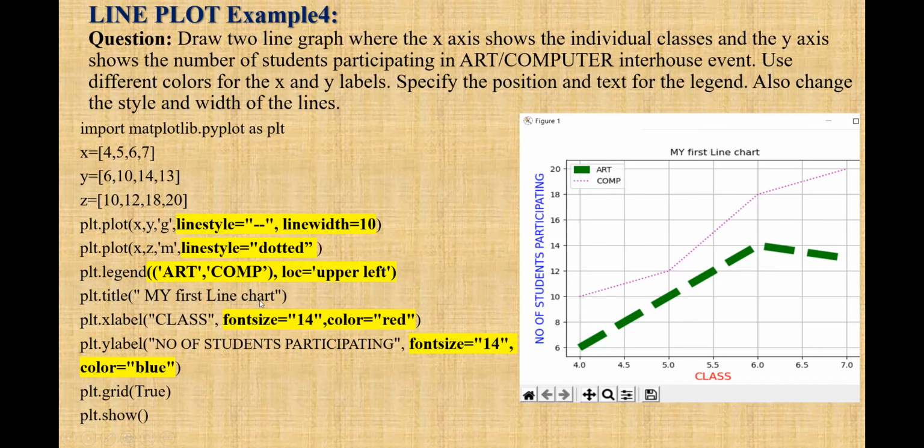Okay. Then I have my chart title that you can see. Then I have my X label with font size 14 and color as red. My X label, you can see, has changed the color to red and it's a little bigger in size also. Similarly, for my Y label also, my font size and color has been changed. Grid lines I want, so I said true. And then I say plt.show.